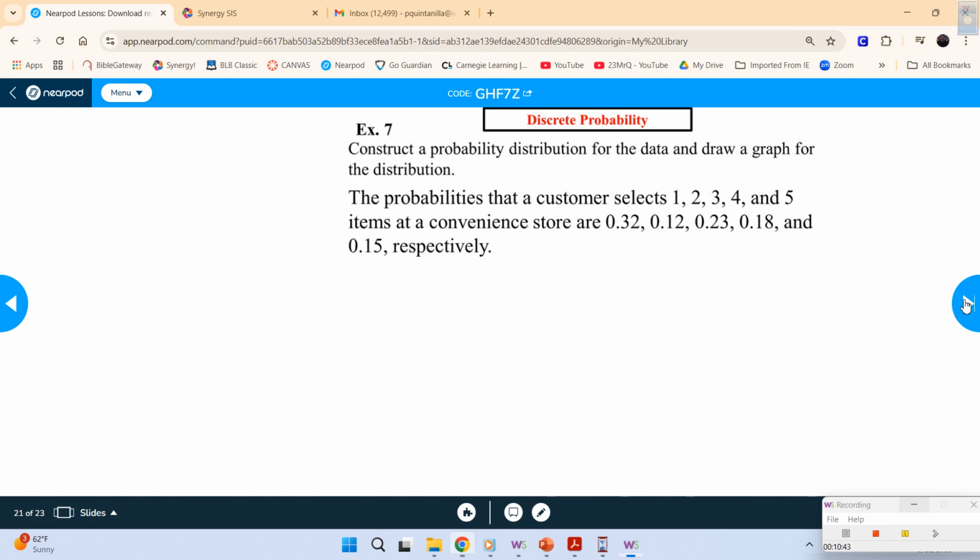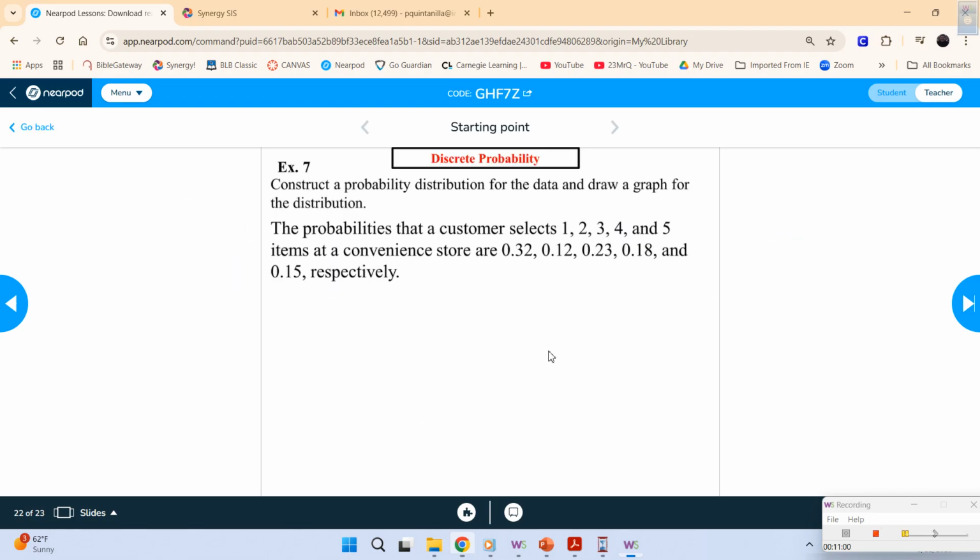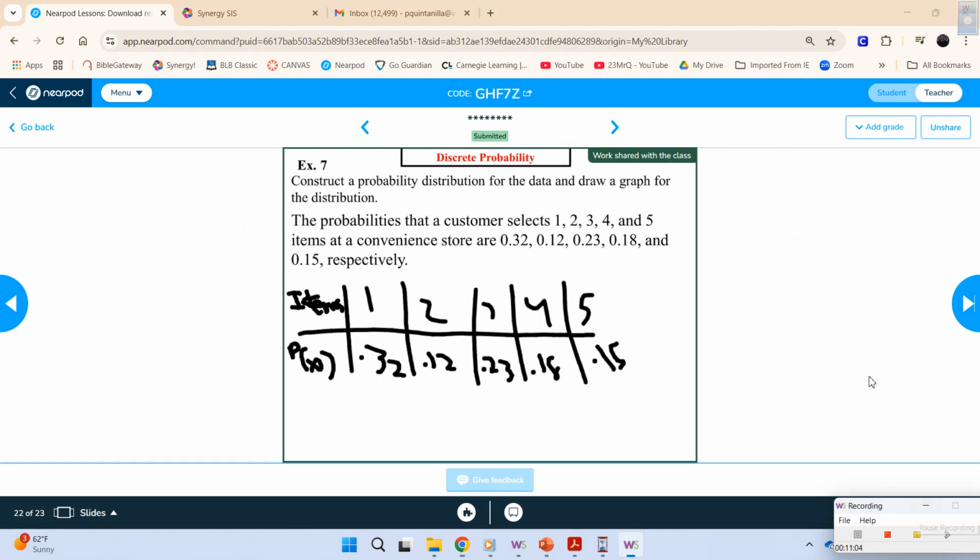All right. Go to the last one. It says construct a probability distribution and graph. I don't want the graph. I just want you to build a probability distribution for that. And then turn it in on the screen, please. Go. Shouldn't take you long. That looks about right. Items at the top, P of X at the bottom. Now, question, is that a probability distribution? Talk to your neighbor, is that a probability distribution?